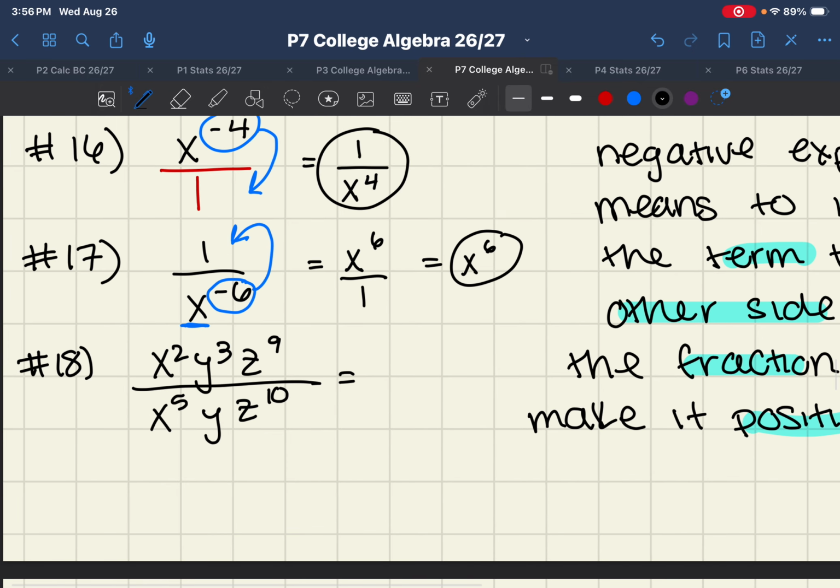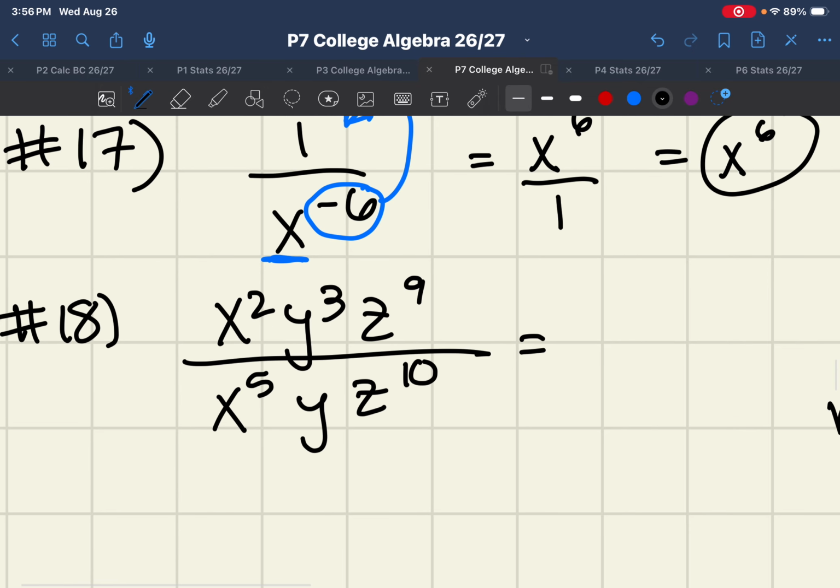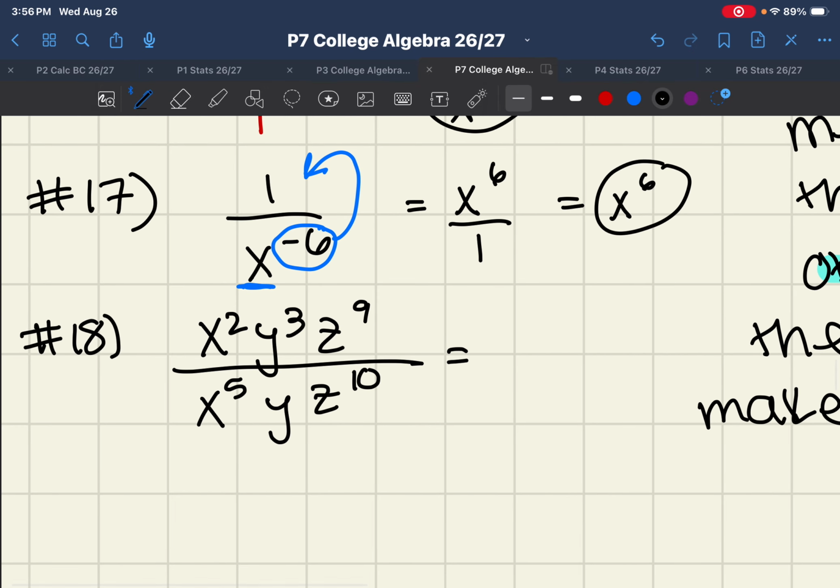Okay, so last example, a little more complicated here. Let's say we have all these different variables, x, y, and z. We have to use our properties of division, because it's a fraction bar, to subtract the exponents. But if the exponent is positive, it's going to stay on the top. If the exponent is negative, it will go to the bottom.